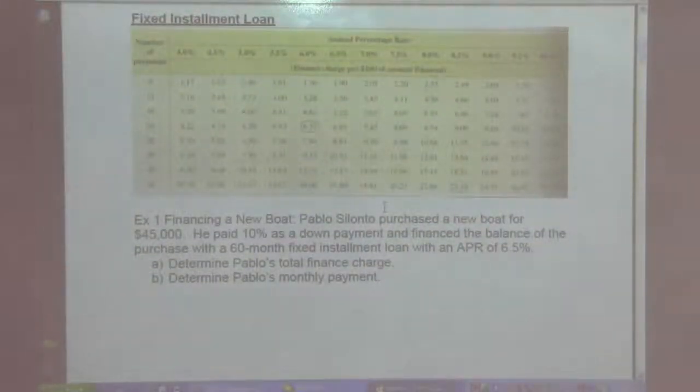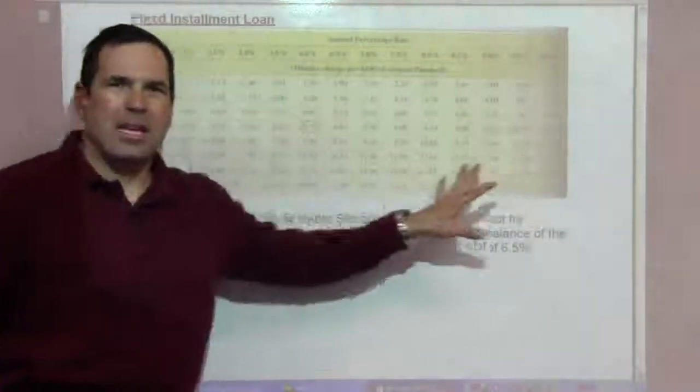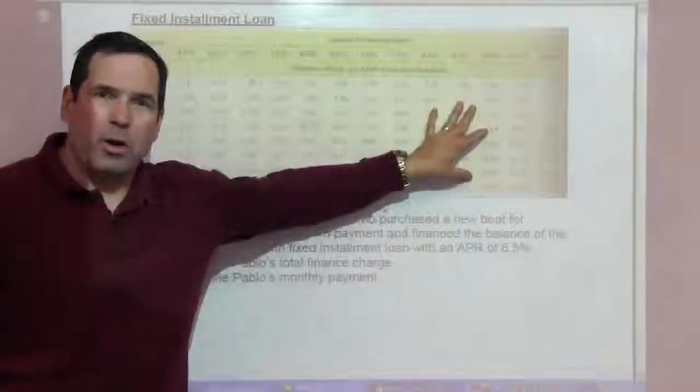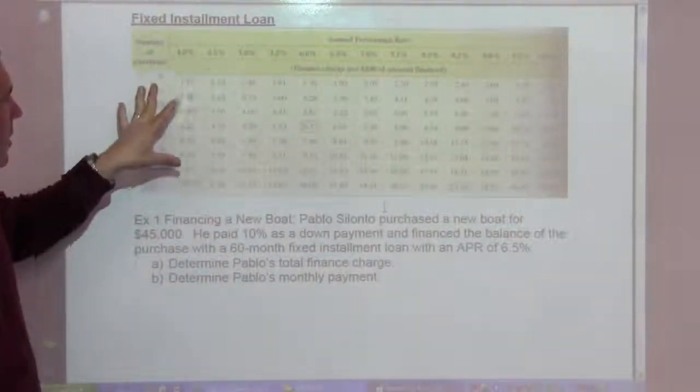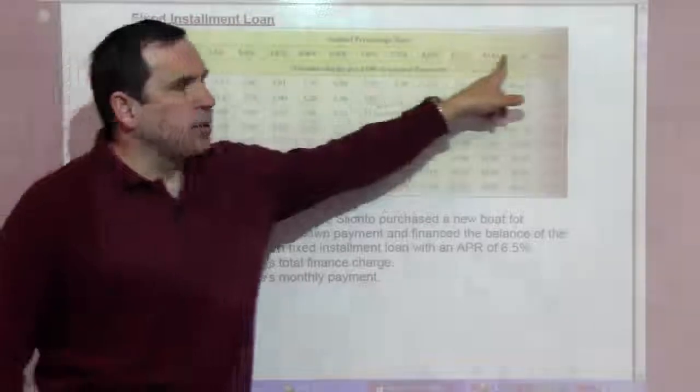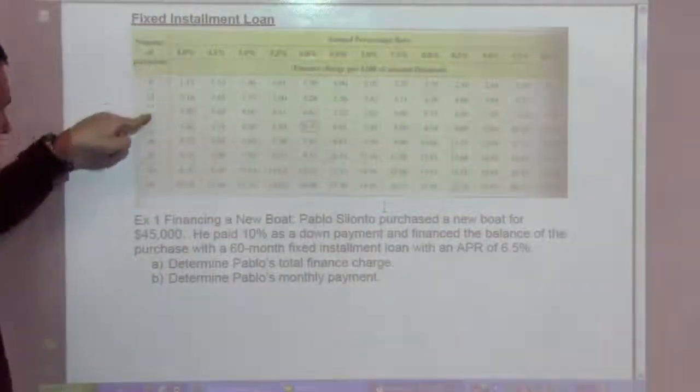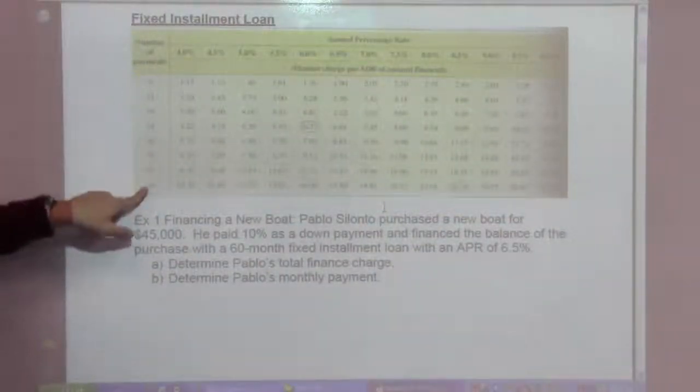So there are two ways to do this. The first way is this chart, and I'm not a big fan of the chart. We'll do it the chart way, then we'll do it the formula way. Now, the way this chart works is you have the interest rate across the top, and you have the number of months down this column.